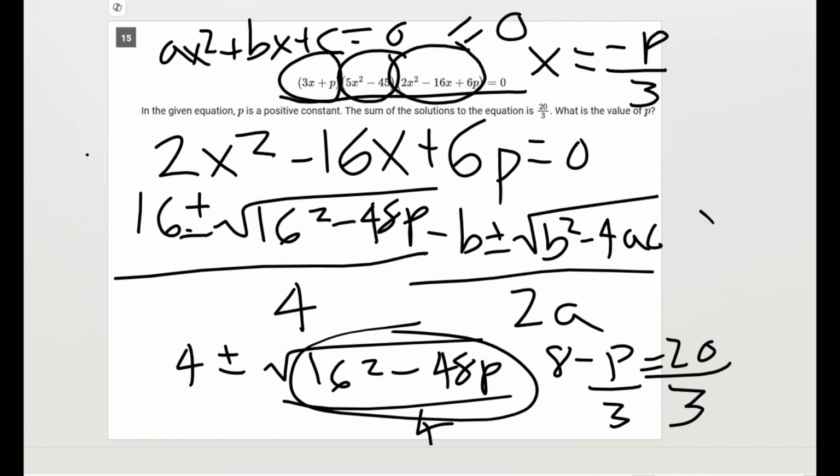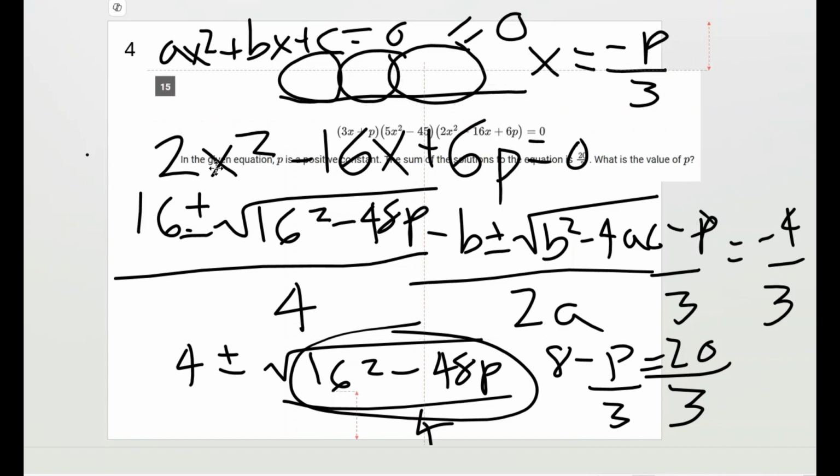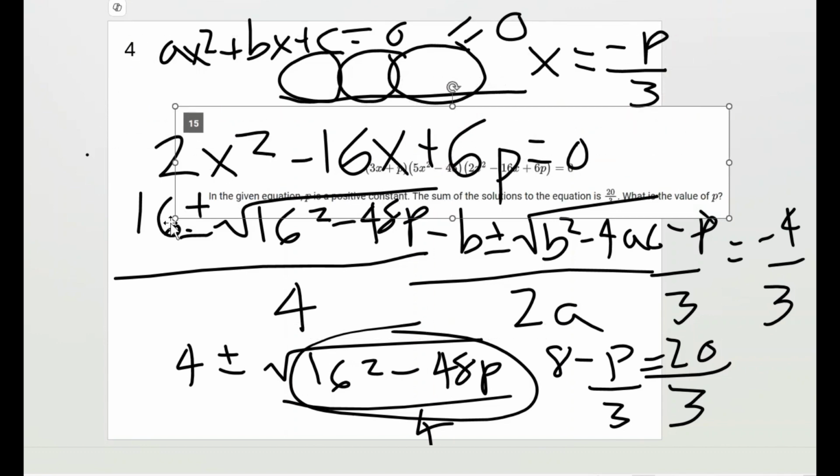So you're going to have negative p over 3 equals negative 4 thirds, which makes it obvious that p is going to be 4. Now let's see if we were correct. 4. Perfect.